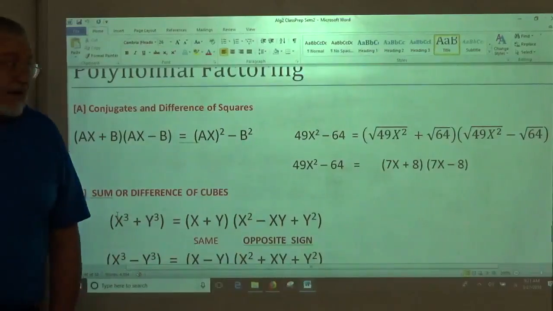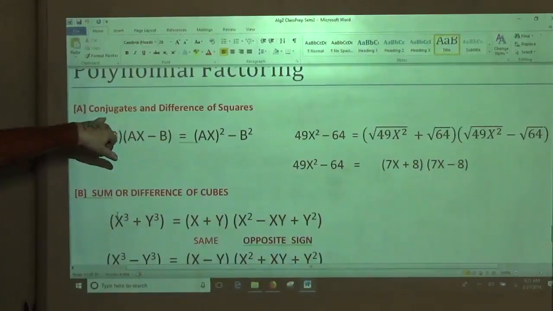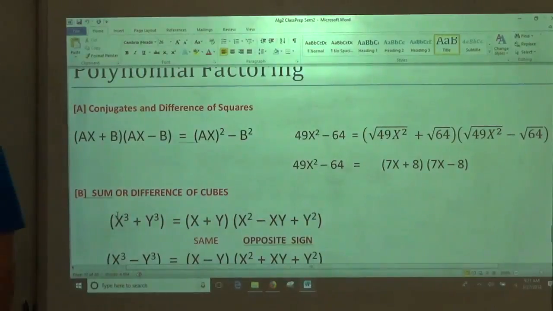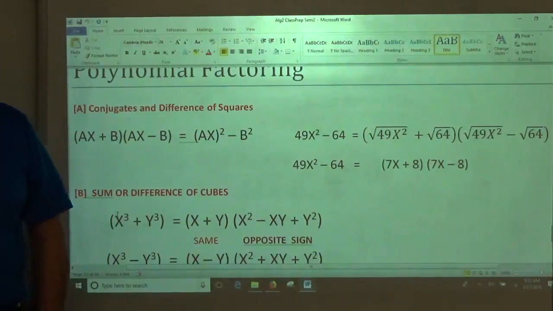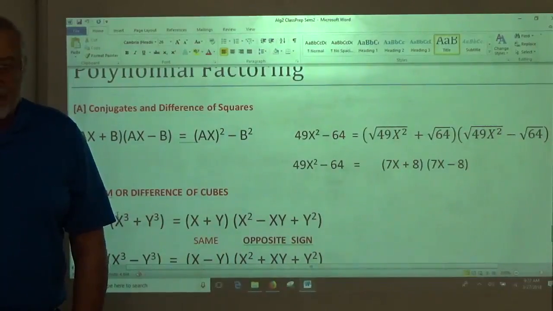Chapter 7 deals with polynomial factoring. And a polynomial is just a scary name for an algebra setup, right? And what you've got to understand, first of all, is what conjugates and differences of squares are. Okay, now, is there any question on those? So if I were to ask you what is a conjugate in mathematics, you could give me an answer.